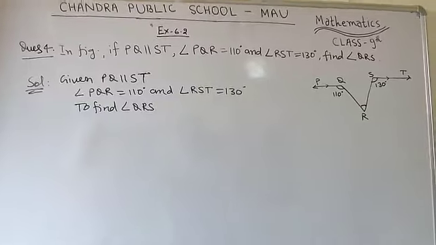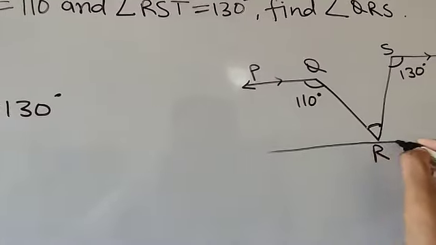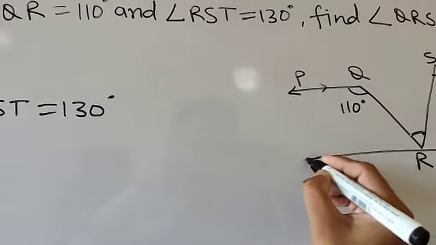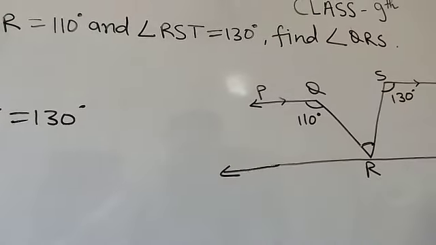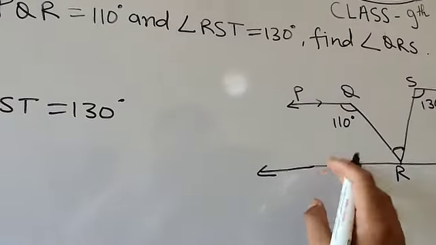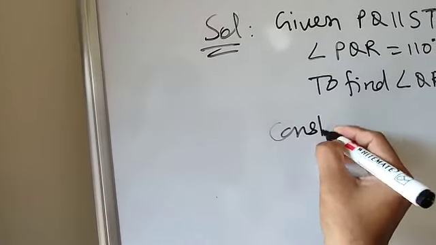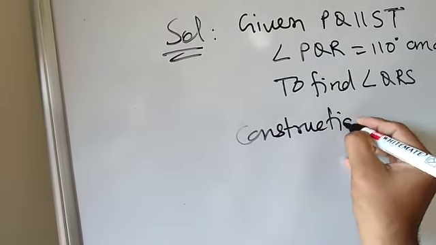Now students, one construction I am going to do. I am going to draw a line passing through the point R. Here it is our construction. I am going to draw a line passing through point R, and this line is parallel to PQ. So here I am going to do a construction.